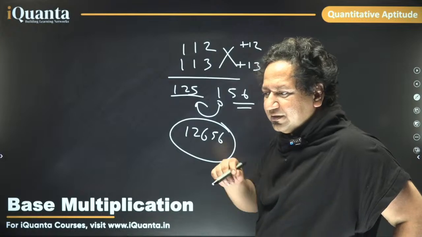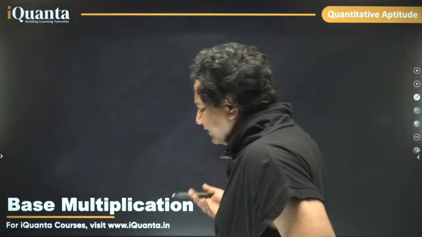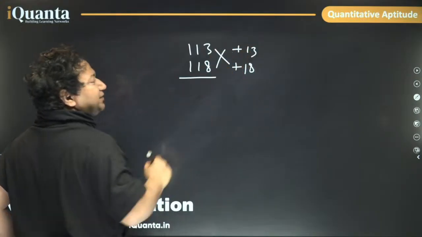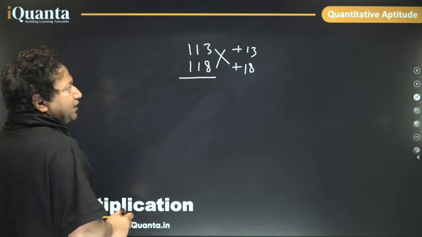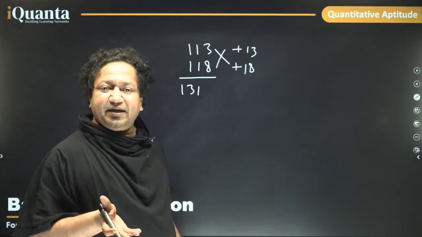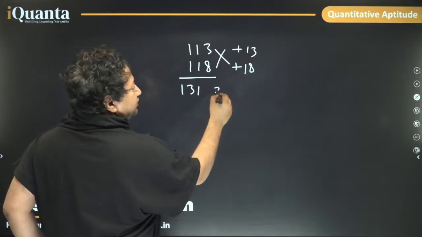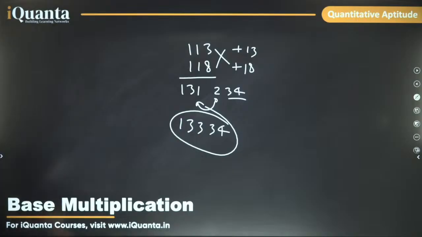Okay, got it, everyone? So 12 and 13 can be multiplied by using that base 10. Let's have one more. 113 multiplied by 118. Plus 13 plus 18, try to add. 131. 13 multiplied by 18 can be done by using that base 10 method, right? 13 plus 8 is 21, 3 into it is 24. So 2, 3, 4 is what we get here. 2 goes here. We have 1, 3, 3, 3, 4. Cool? Got it, everyone?